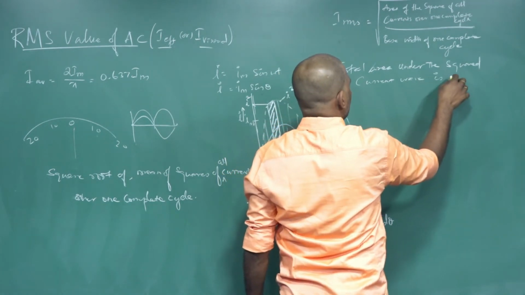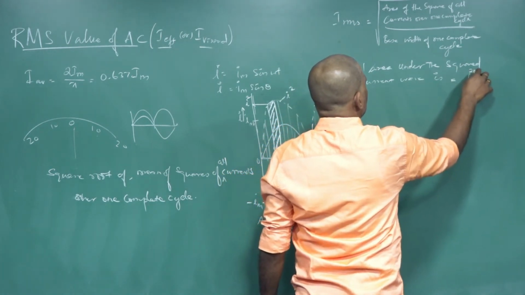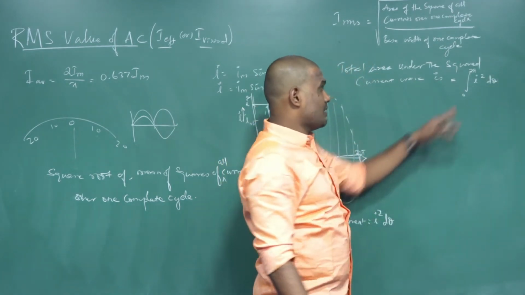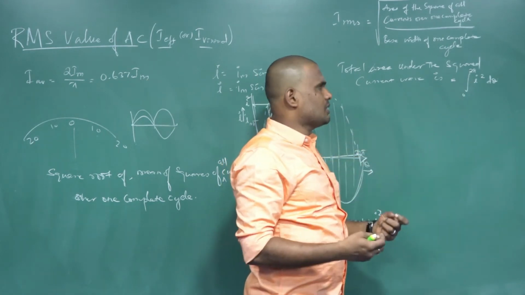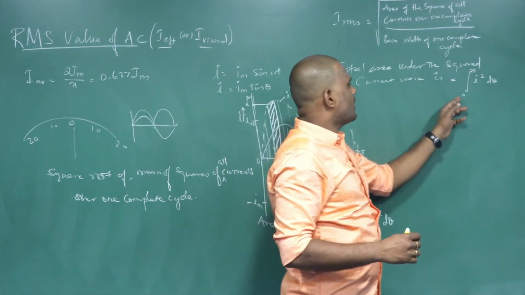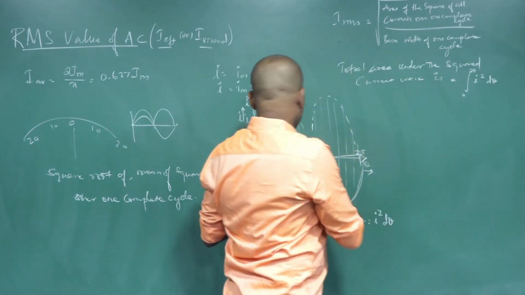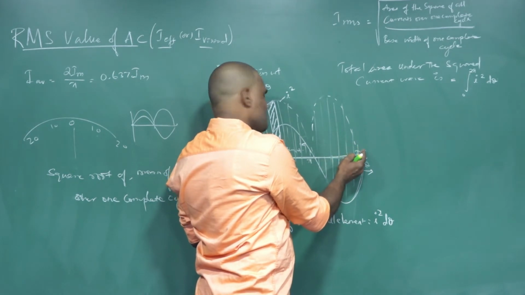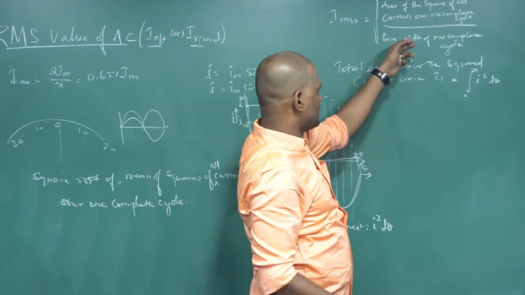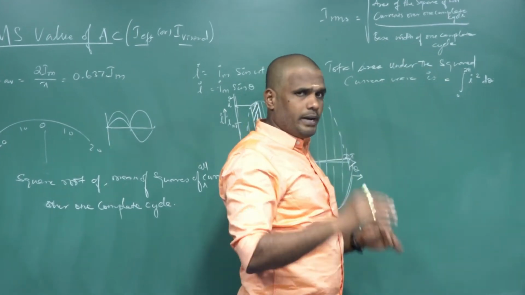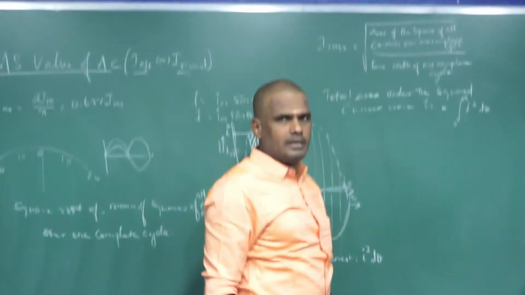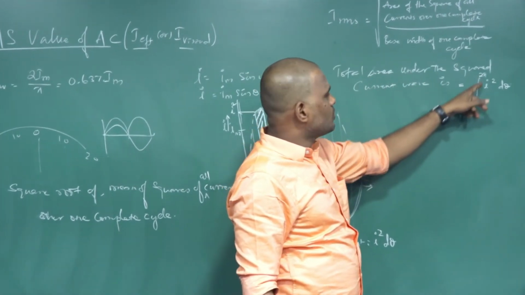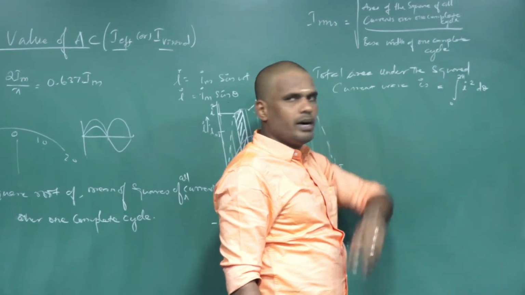is integral 0 to 2 pi I square d theta. So what I am doing here, integration is nothing but the summation of all elements running from 0 to 2 pi. 0 to 2 pi is the base width. So I am adding up all the small elements which are falling between 0 to 2 pi. And if I divide it by the base width of the complete cycle, 2 pi, I will get the RMS value of alternating current. So the total area under the squared current wave is integral 0 to 2 pi I square d theta.